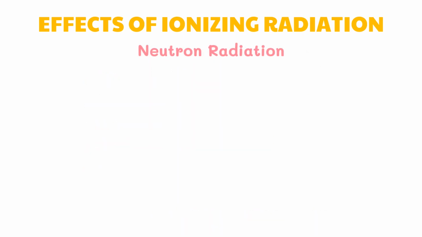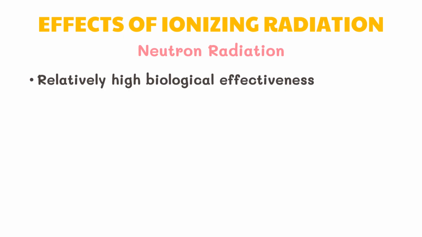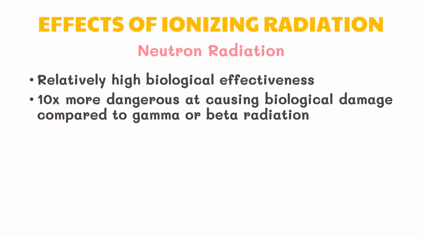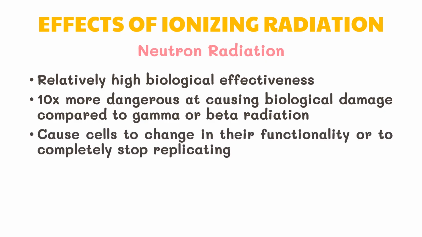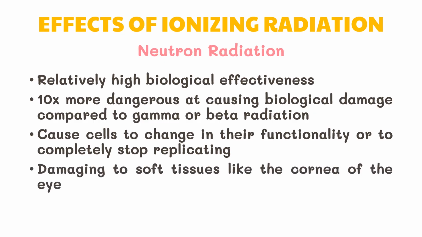In living tissue, neutrons have a relatively high biological effectiveness and are roughly 10 times more dangerous at causing biological damage compared to gamma or beta radiation of equivalent energy exposure. These neutrons can either cause cells to change in their functionality or to completely stop replicating, causing damage to the body over time. Neutrons are particularly damaging to soft tissues, like the cornea of the eye.